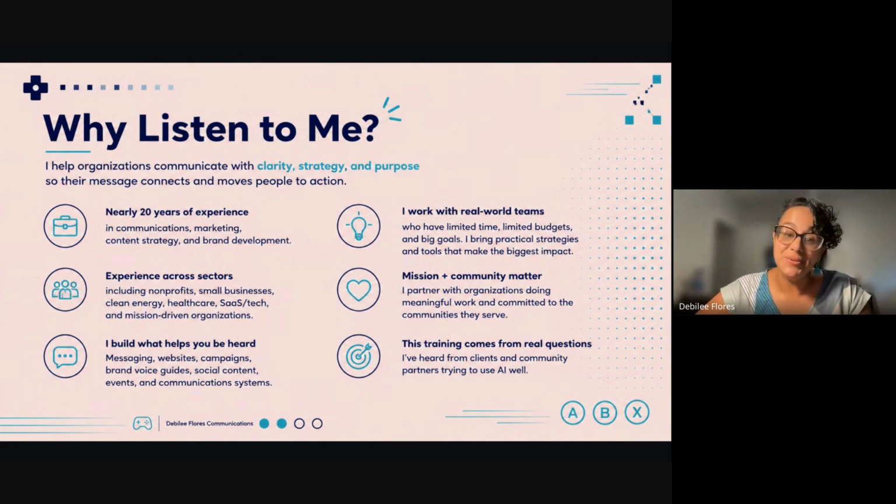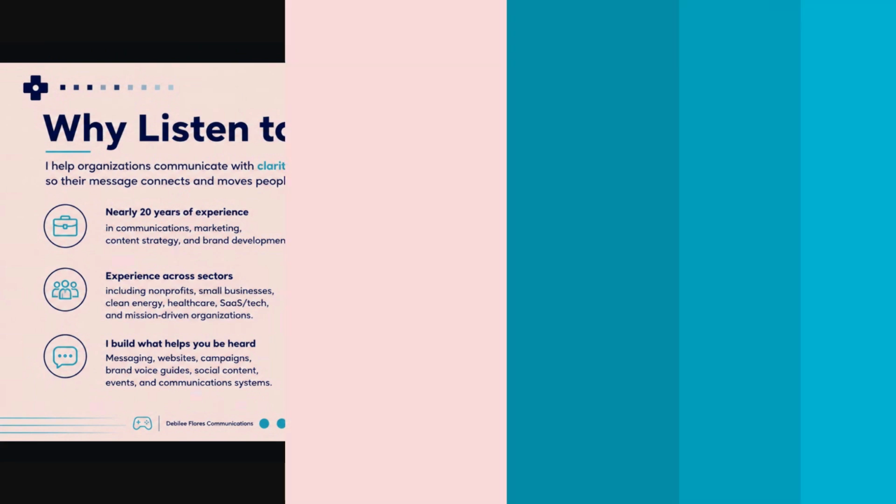And a lot of what I do is help teams take big ideas, complex programs, or meaningful community work and translate that into messaging that people can understand and connect with. That includes websites, campaigns, brand voice, training, and of course, social media content. And this training came from real questions that I've been hearing from clients and community partners who are trying to use AI well. Because the issue isn't usually that people don't have good intentions. The issue is that they're using a powerful tool without understanding the strategic work that has to go behind your prompts. What am I talking about?